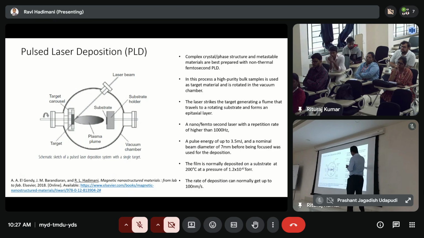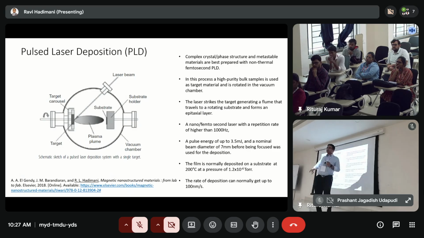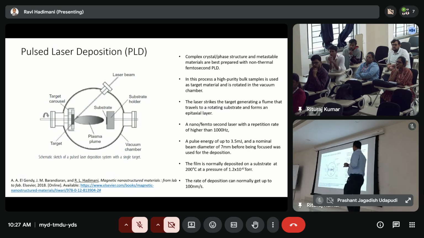So getting an epitaxial layer with PLD is quite tricky. You have to play with so many parameters. If you want to get epitaxial, you can't have low temperature. You have to increase the temperature of the substrate, and you have to increase the energy of the laser, and so on and so forth.